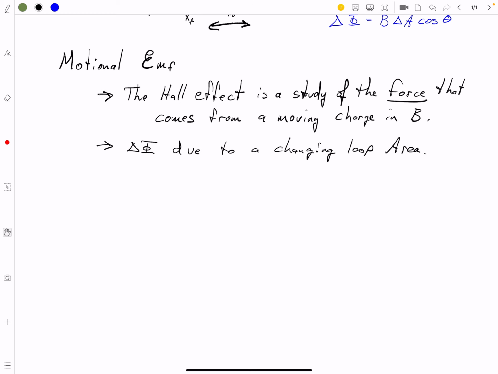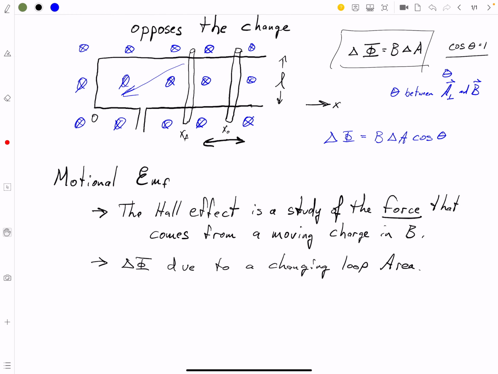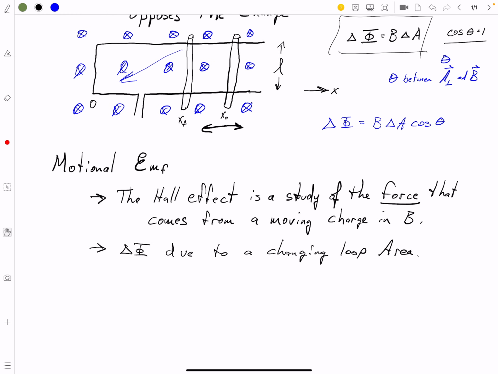Well, we can go back to our drawing. I'm going to make our delta A positive. So here's our x initial, here's our x final, and so x final minus x initial is going to give us a positive. So let's do that.